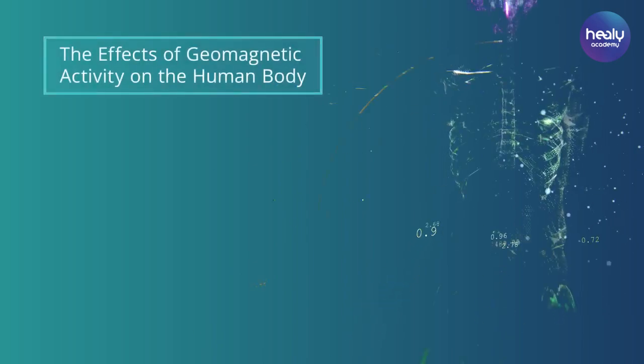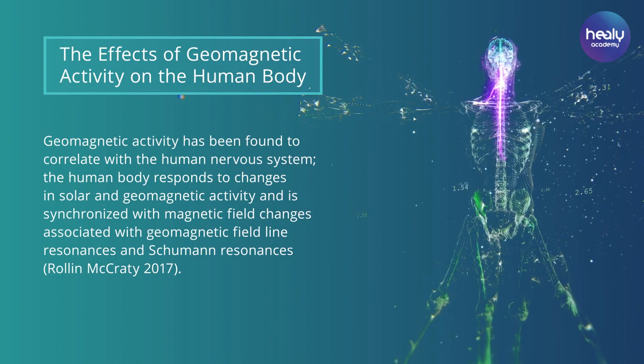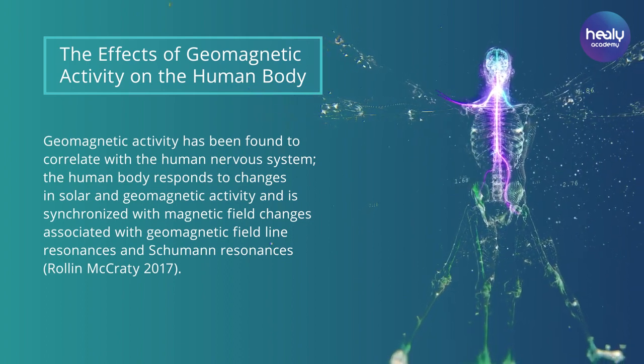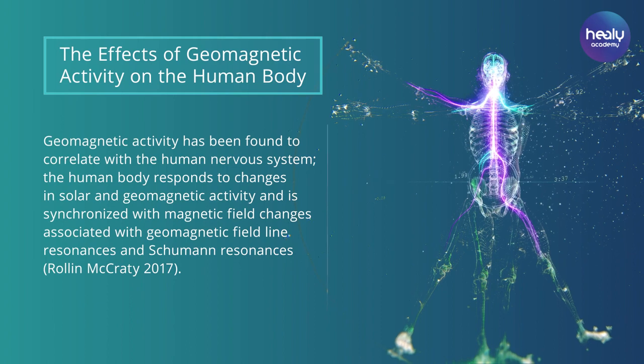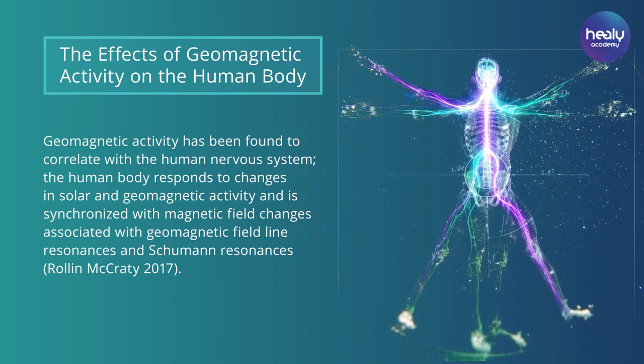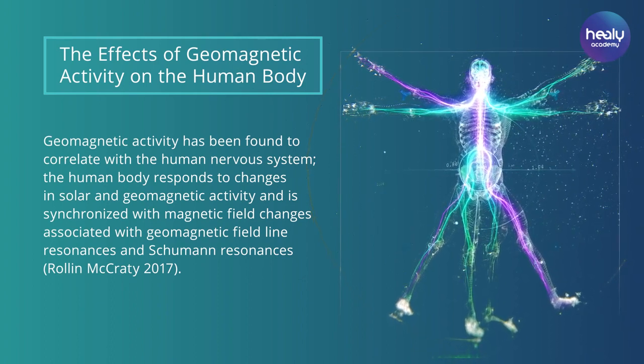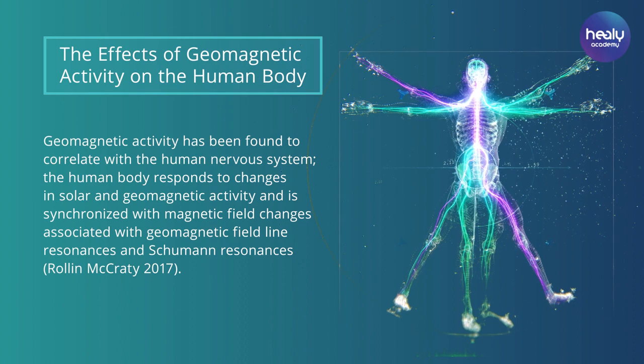Effects of geomagnetic activity on the human body. It has also been proven that geomagnetic activities have an influence on our nervous system, and that the human body can react sensitively to changes in the Earth's magnetic field or to solar activities. The best known in this context are the so-called Schumann resonances and the geomagnetic field lines.